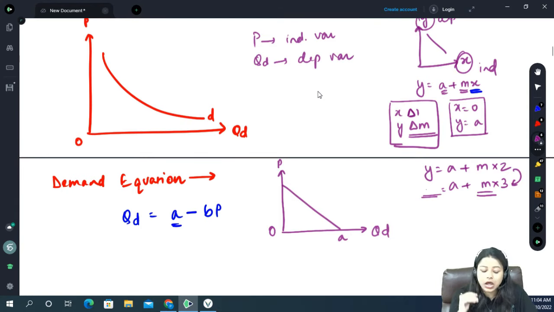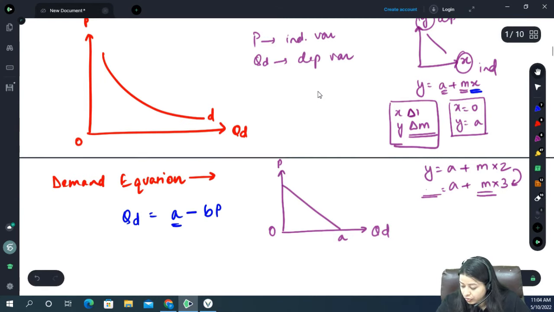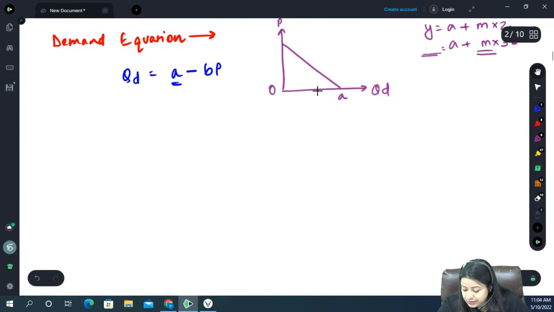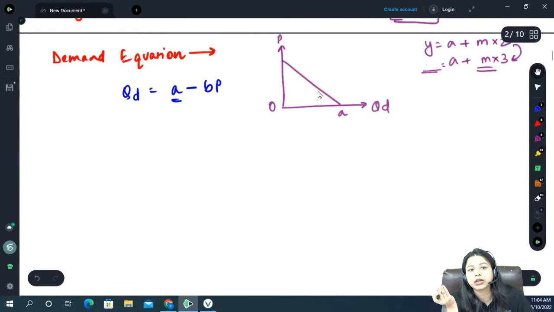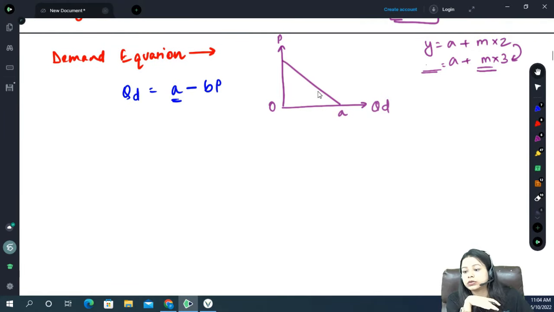Clear? So now, what do we say? That A is your intercept and B is your slope. Now, if only A changes, for example, your curve will shift, and that we'll talk about later on. First let us understand the demand equation. That is the reason why we plot price on the y-axis. It's a very general convention that we follow.